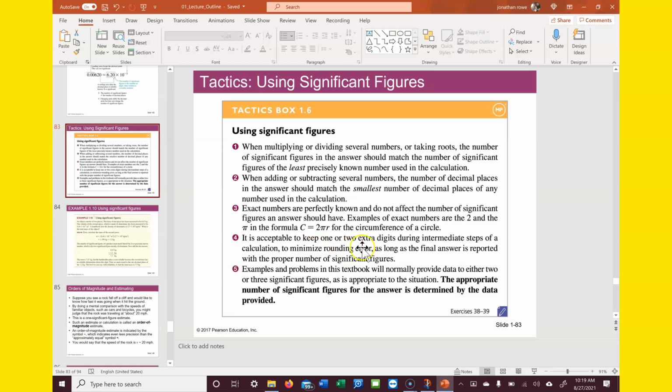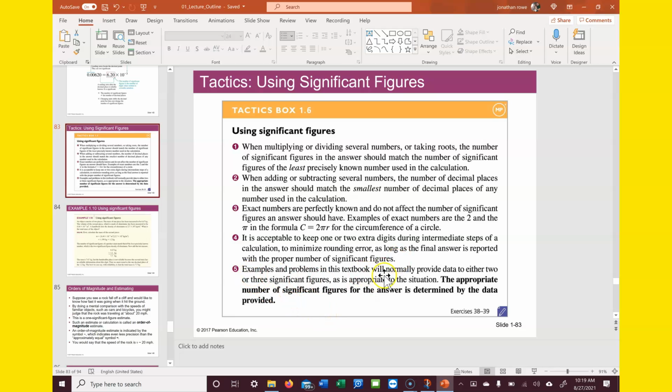It is acceptable to keep 1 or 2 extra digits during intermediate steps of a calculation to minimize rounding errors, as long as the final answer is reported with the proper number of significant figures. So while you're doing your calculations, you want to keep as many decimal places as is reasonable to work with. You want to keep it as precise as possible. Keep a lot of decimal places until the very end. When you finally get your final answer, then put it in the correct number of significant figures.